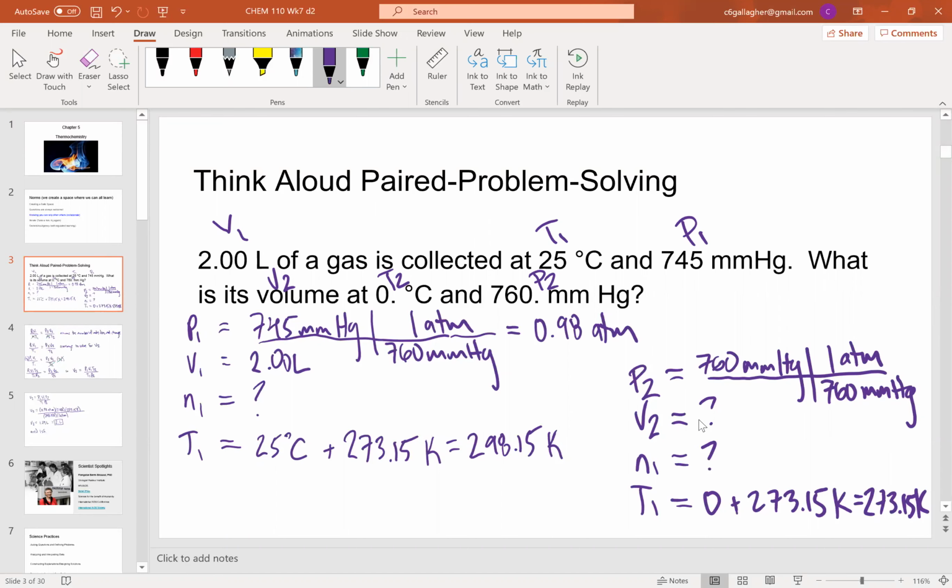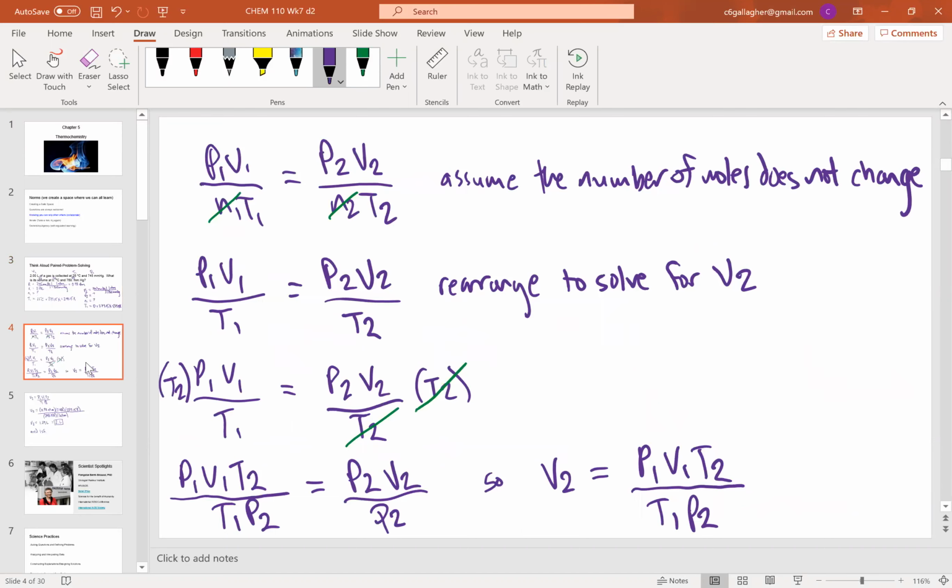So that's super helpful for us because then we can go through and we can identify our P1, V1, N1, and T1. And notice, right, we've got a little bit of a dilemma. We're being asked to solve for volume, but we don't know moles. That's actually not a dilemma because it allows us to do 2 things. The first thing is we're going to assume that the number of moles does not change, and so that allows us to cancel the number of moles. The second thing that we're going to do is rearrange to solve for V2. So remember, this is using our changing gas laws equation.